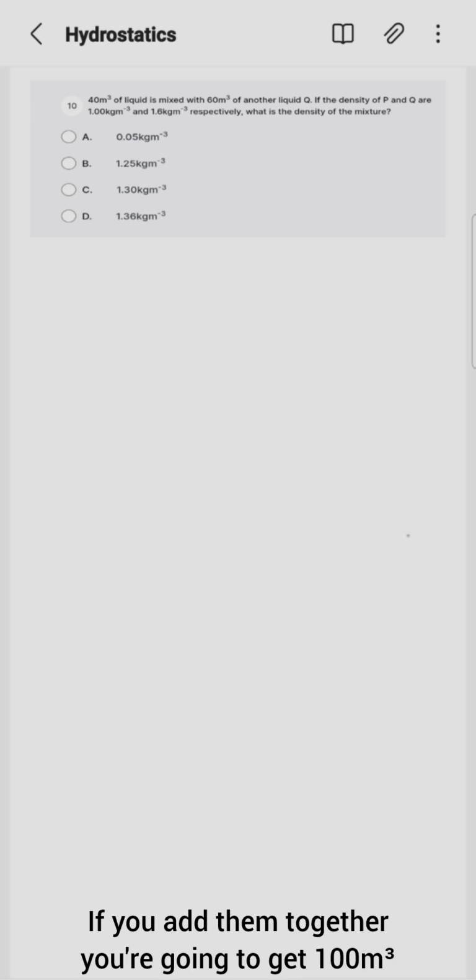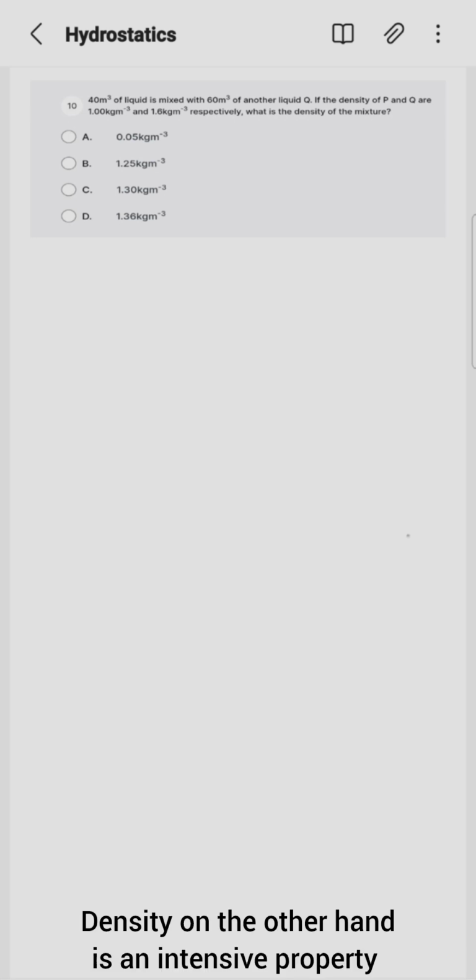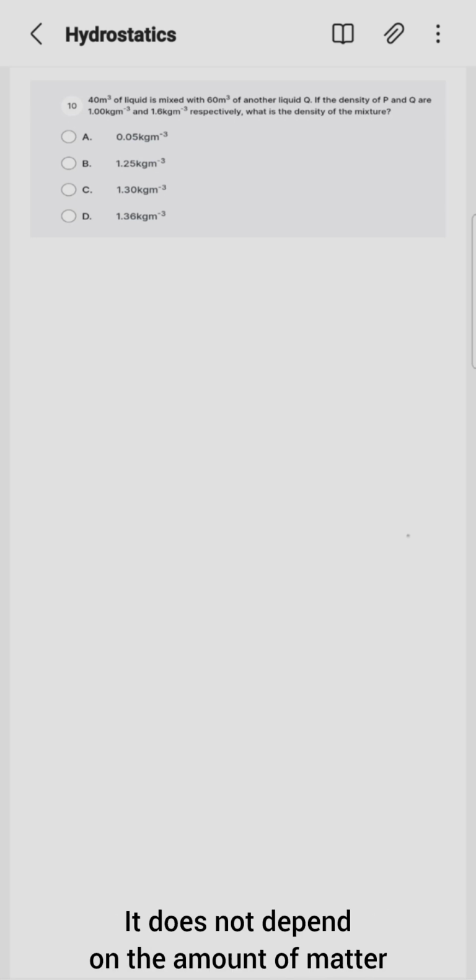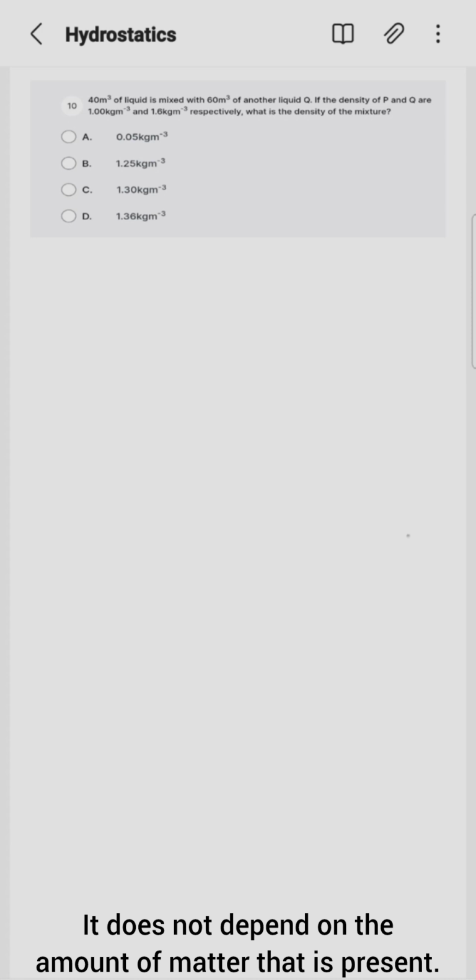Same with volume. 40 meter cube of a liquid, 60 meter cube of another liquid. If you add them together, you're going to get 100 meter cube. So those are extensive properties. Density, on the other hand, is an intensive property. It does not depend on the amount of matter that is present. All right, it does not depend on the amount of matter that is present.